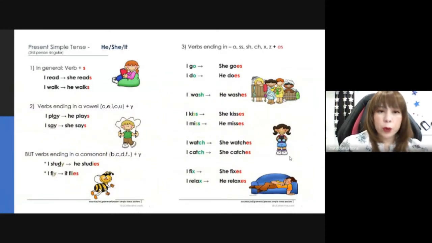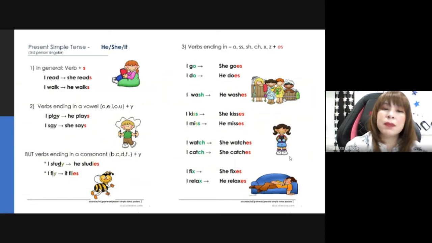Now, as I mentioned before, and you saw in the video, when the subject pronoun is the third person singular, he, she, or it, there is a slight variation in the ending of the verbs. So these are three major rules to use in the simple present tense with action verbs. In general, most verbs just need an S. For example, I read, then we just add the S if the subject is he or she. I read, she reads. I walk, he walks. So this is the general rule. Just add S to the verb.